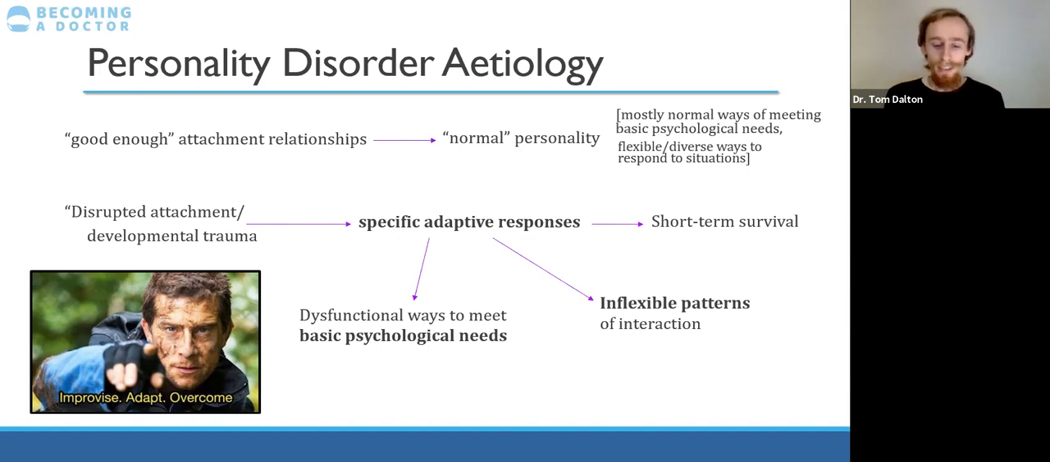Perhaps they're kind of the same. That's why we call it emotion, as we said. Anyway, so sure, short-term survival, but in the adult world, this leads to dysfunctional ways of getting along, and a failure to develop more flexible patterns of interaction.